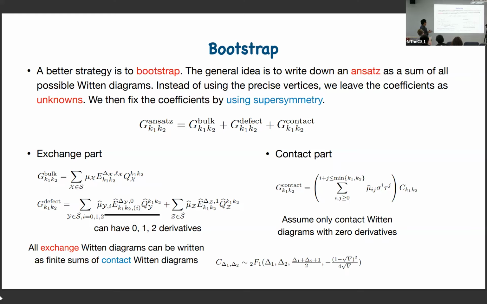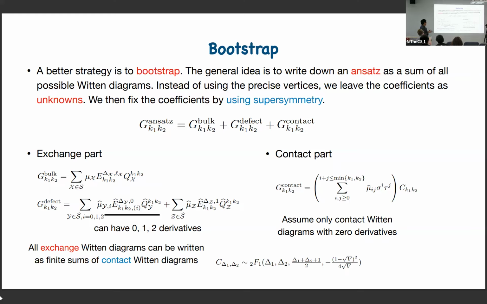As related to the comment I made earlier, an interesting feature here is that these defect exchange Witten diagrams can now have 0, 1, or 2 derivatives. And for the contact part, we are just going to use the most general ansatz with all the possible R-symmetry structures, but we don't include any derivatives in the contact vertices. The reason is that we don't want the contact interaction to dominate in the high energy limit. That's what we expect from flat space.